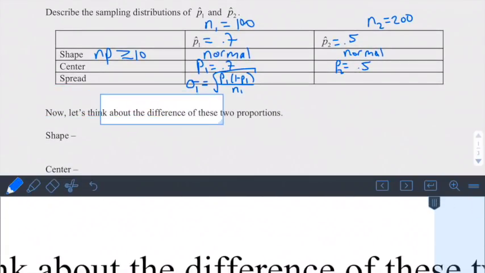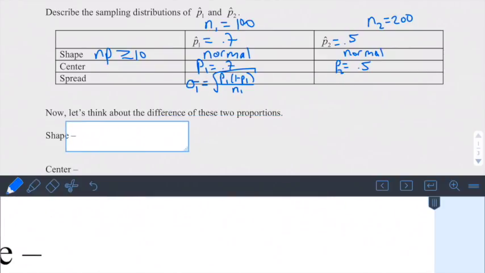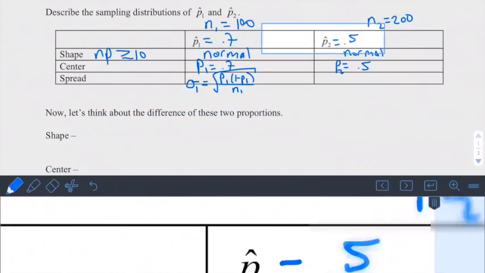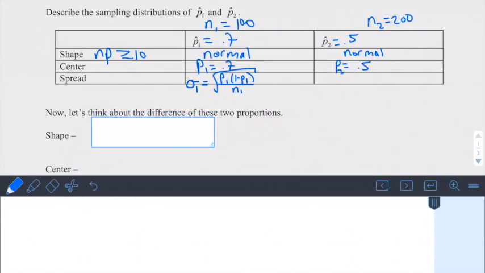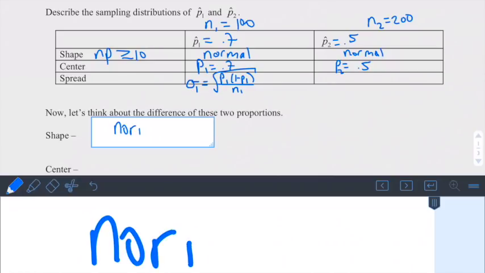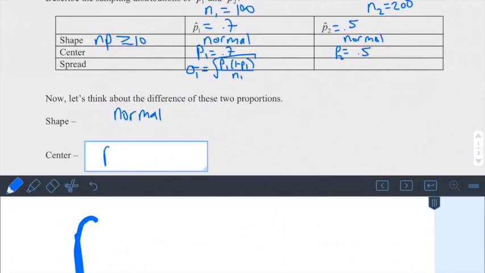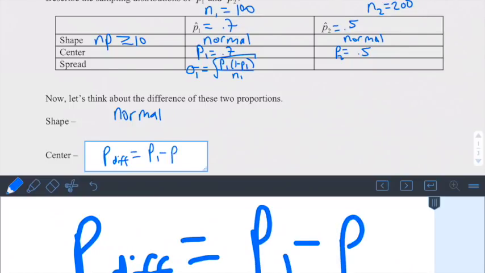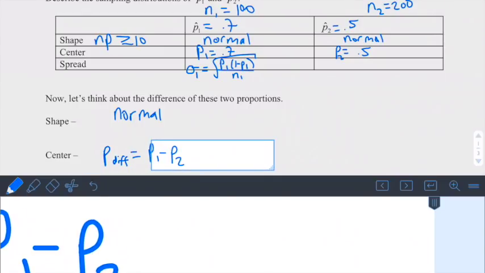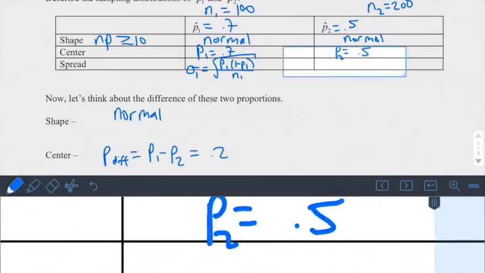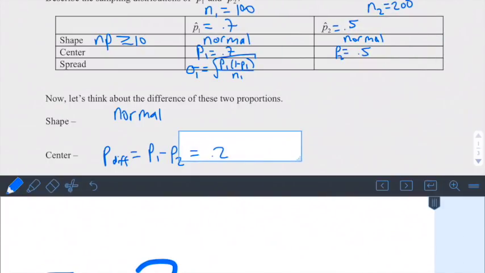Now let's think about the difference in these two proportions. If we subtract these two proportions, the shape stays the same. If we subtract one normal minus the other normal, it's still going to be approximately normal. The center, the mean of the difference, is just the difference in the p's, p1 minus p2. So this is going to be centered around 0.2, right? 0.7 minus 0.5 is 0.2. So that's going to be our middle.